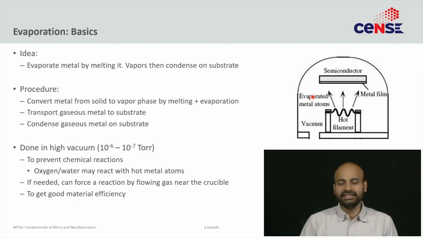If need be, you can do some version of a reactive evaporation. So if you want to deposit aluminum oxide, you can leak in a little bit of oxygen and do the reaction that way. Often the distance between the substrate that you want to do the deposition on and the filament is pretty short, and that is for material efficiency. But if you make it too short, then you get non-uniformity. Some of those details we shall look at in the next few slides.